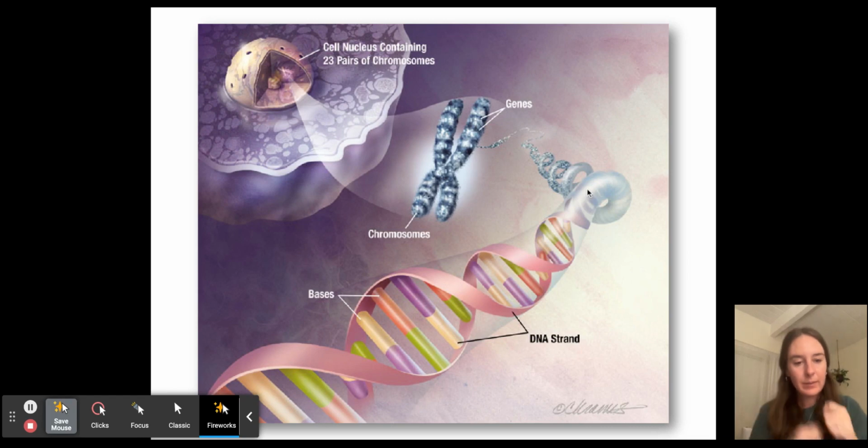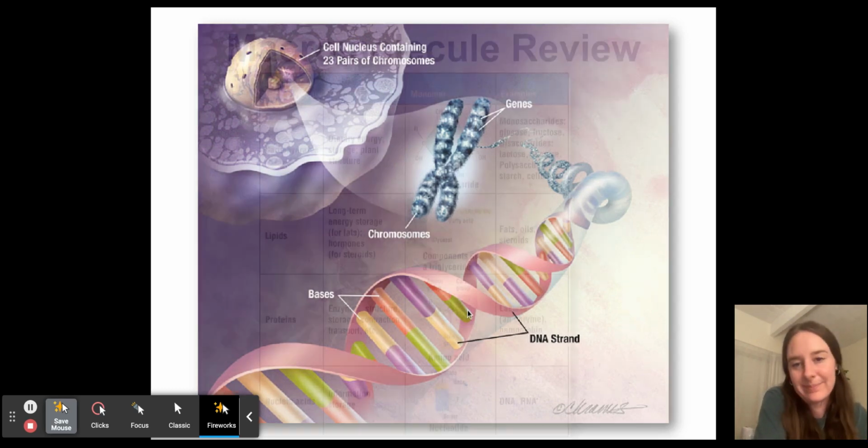And if we coil it up really, really tightly, it makes up chromosomes. And then if we put those chromosomes in a cell, they're found in the nucleus. And in humans, we have 46 chromosomes, or 23 pairs, and they're made up of DNA.